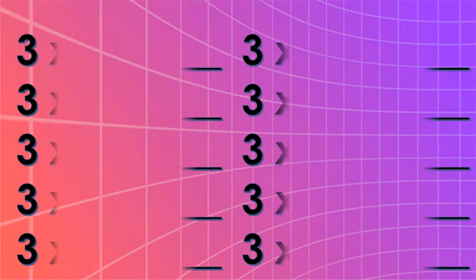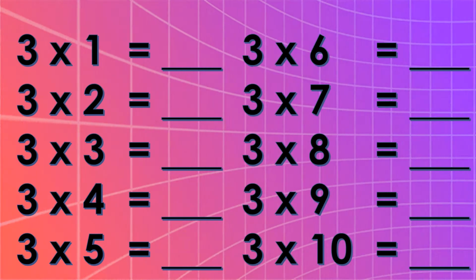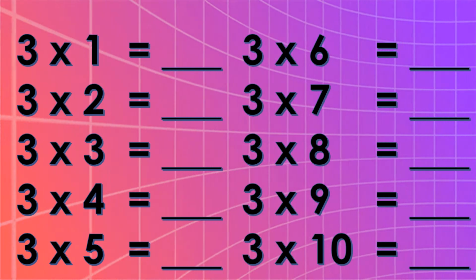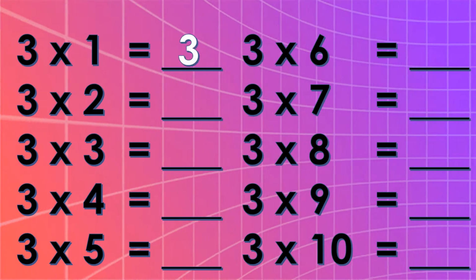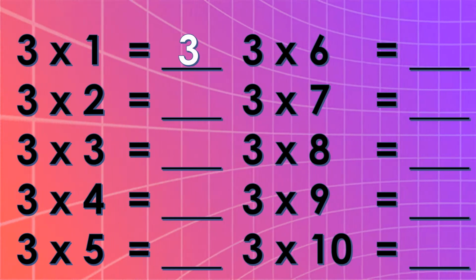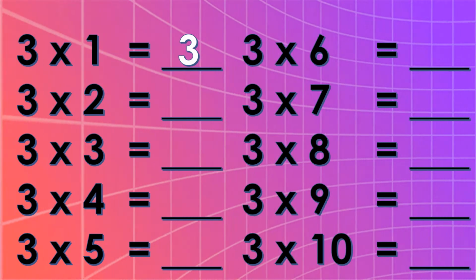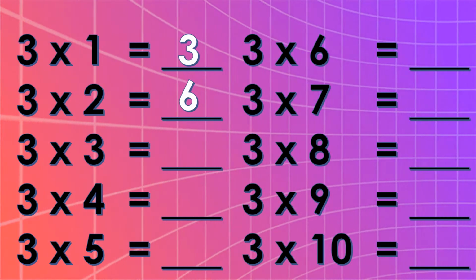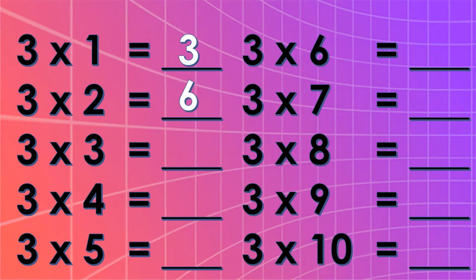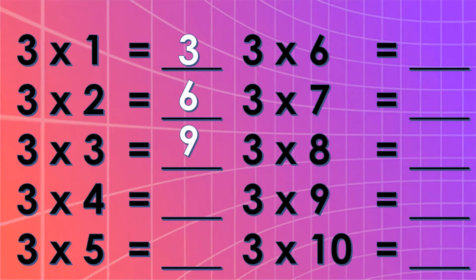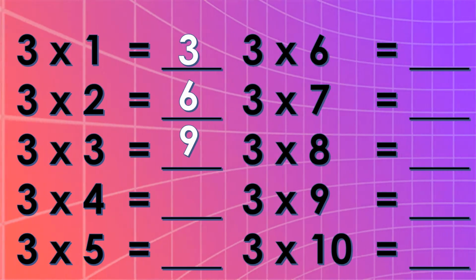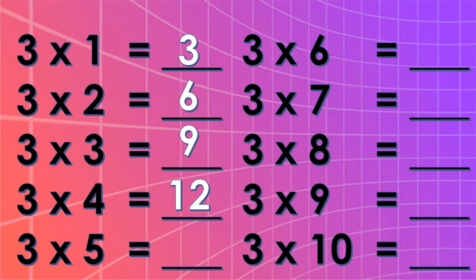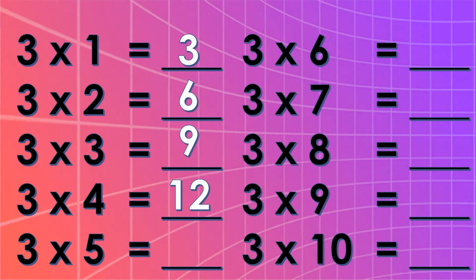Okay, now class, let us complete the table of 3 by giving the product. Let's start with 3 times 1 is equal to 3. Very good. How about 3 times 2 equals 6. Tama. 3 times 3, 9. Very good. And 3 times 4 is 12. Very good. 3 times 5 is 15.